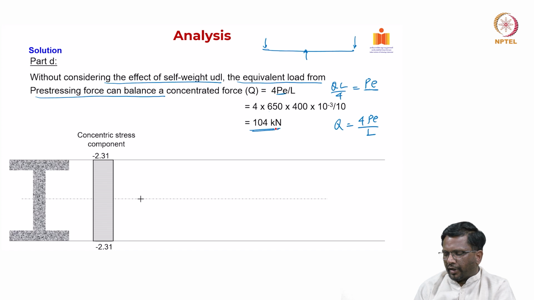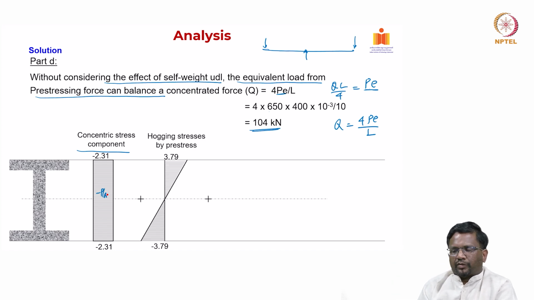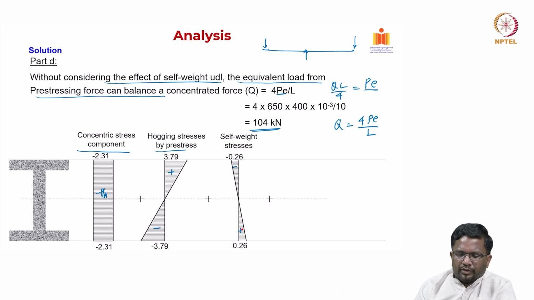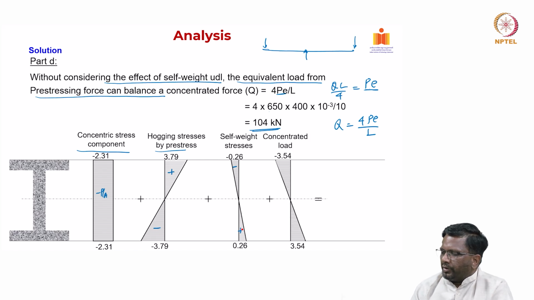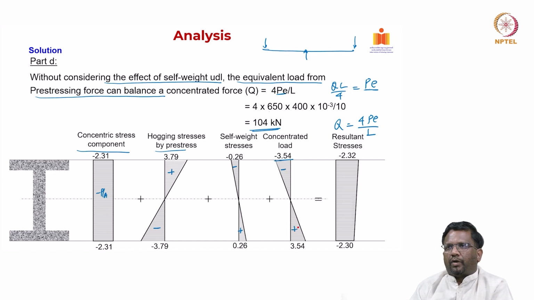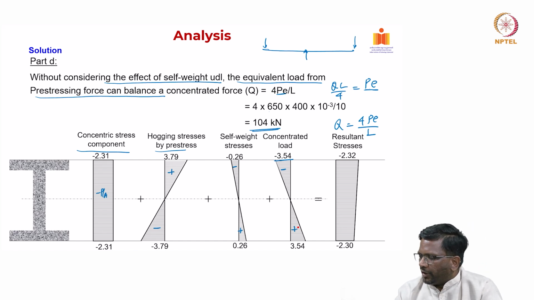Let us look diagrammatically at what is happening. This is the concentric stress component, negative P by A from pre-stress; everywhere it is going to be compression. This is the hogging stress from pre-stress, which creates tension here and compression here. The self weight creates compression here and tension here, and the concentrated load of 100 kilonewton creates 3.54, negative here and positive here. Net, if you add all of them, we have seen that pretty much the entire section is subjected to a stress of 2.3 megapascal.